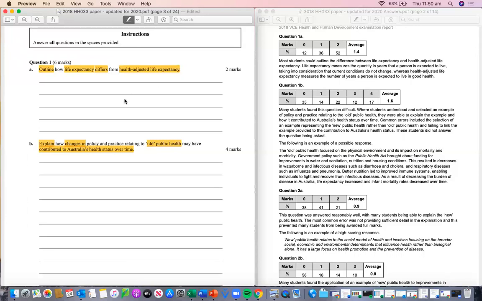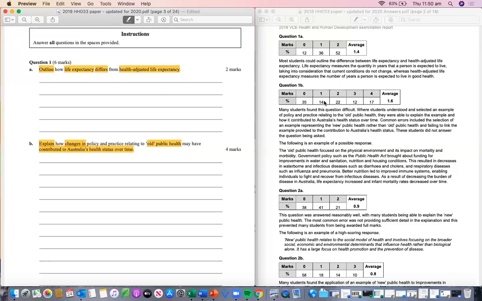So I guess we begin with the first question. The first question is asking us to outline how life expectancy differs from health adjusted life expectancy. Again, average grade was 1.4. VCAA looked at this and said that basically you need to look at the two definitions between it.